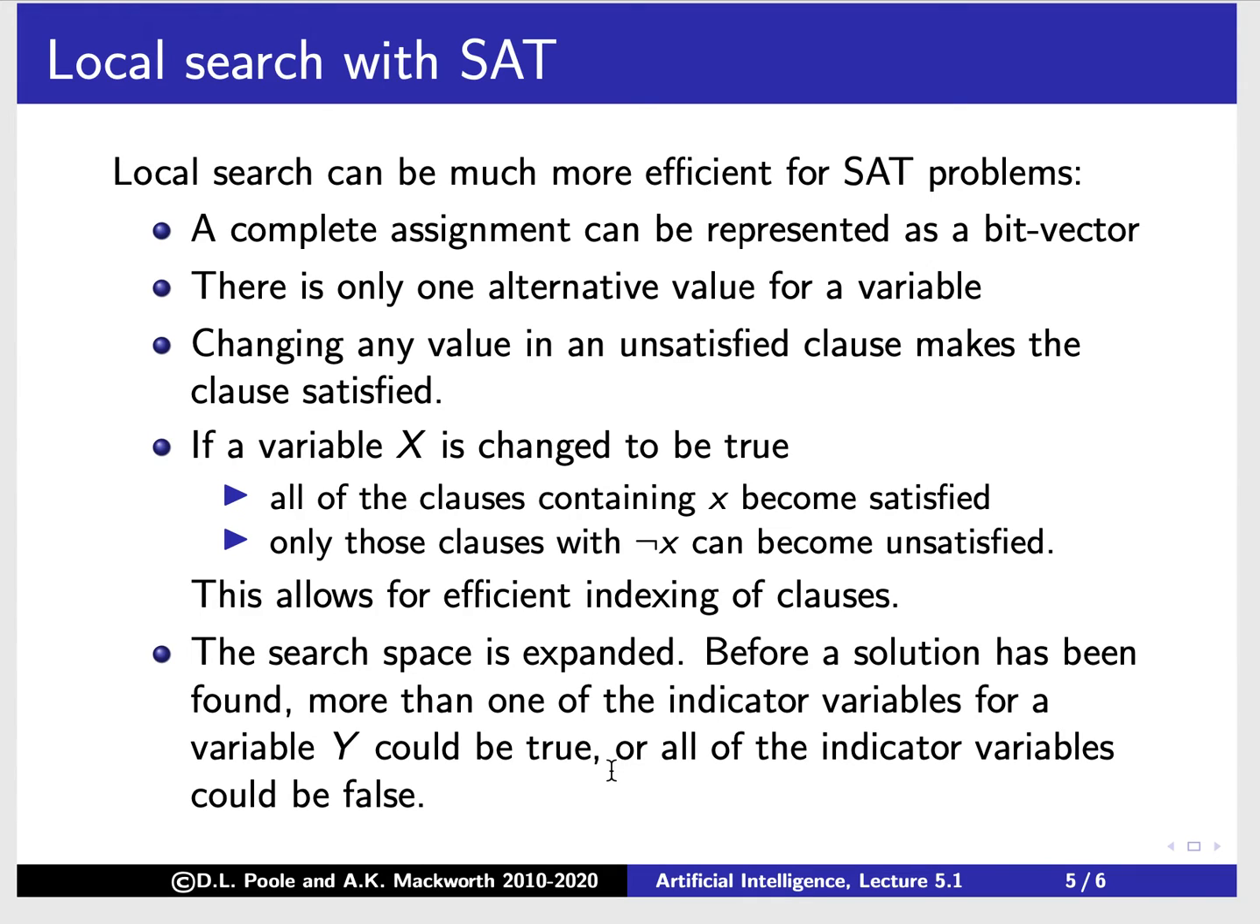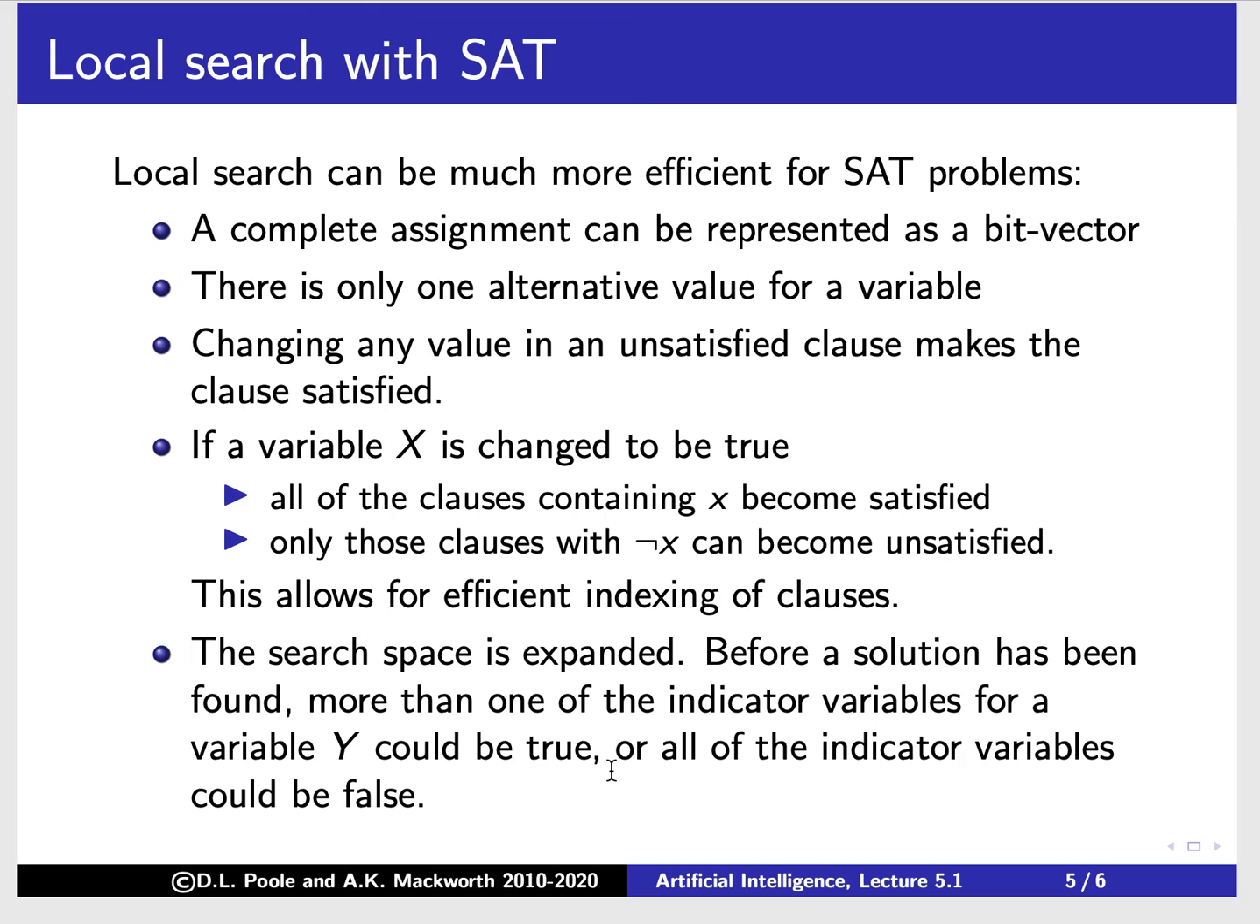We also have an interesting case about the search space being expanded. So before a solution's been found, more than one of the indicator variables could be true. So y1 and y2 could both be true, which is like thinking about the case where y has two values, or all the indicator variables could be false, considering that maybe y doesn't have any value. You might think it's rather strange to let a variable have multiple values or no values, but it expands the search space, and often when we expand the search space, it lets us escape local minima.